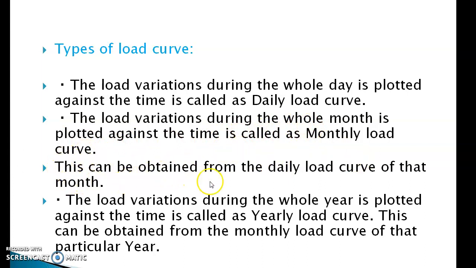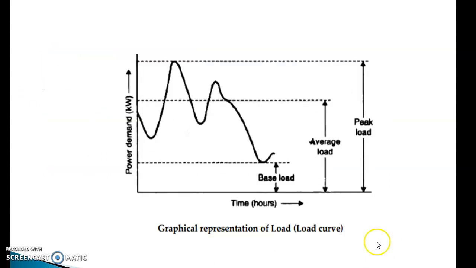This can be obtained from the daily load curve of that month. The load variations during the whole year plotted against the time is called yearly load curve. This can be obtained from the monthly load curve of the particular year. This is the graphical representation of the load curve. This is the curve drawn between the time in hours and the power demand in kilowatts.